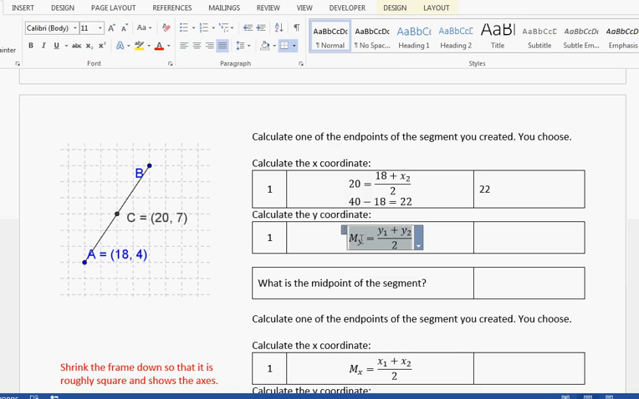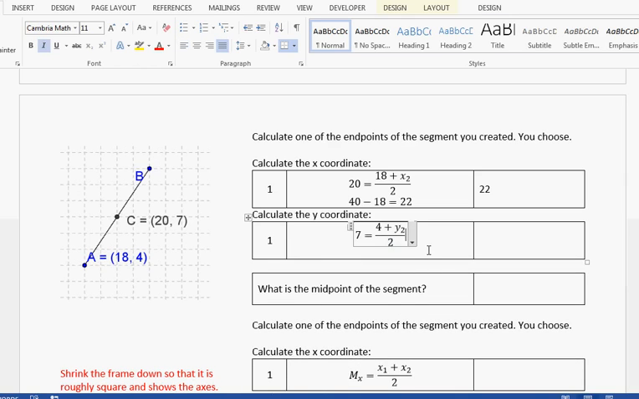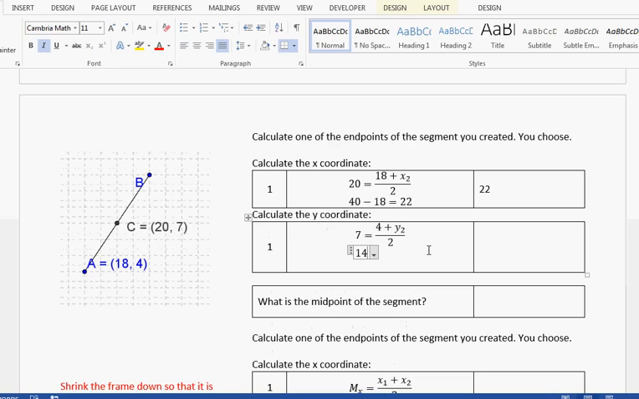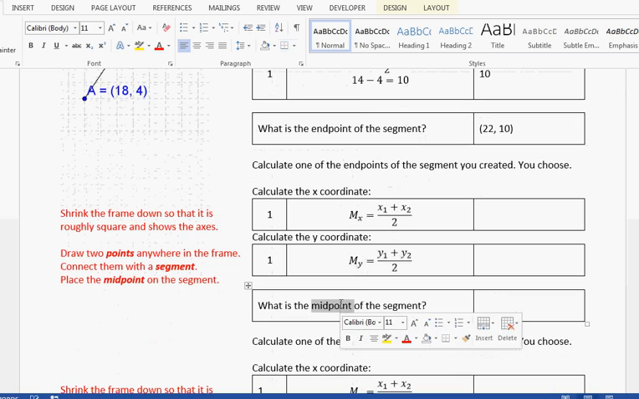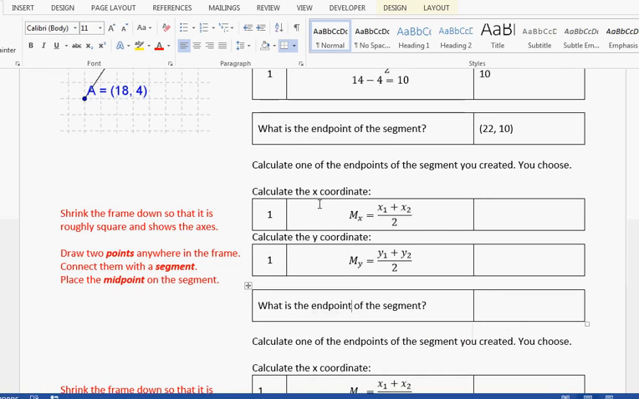Alright, my, if I can get it highlighted. I cannot. Alright, my is 7 and the y1 value is 4. So what's going to happen here is we're going to double that 7. We're going to end up multiplying by 2. We're going to double the 7 and then I'm going to subtract the 4. Alright, and we're going to end up at 10. So my answer is going to be 22, 10, and I see another error. This shouldn't say midpoint, and this should say endpoint. Endpoint.